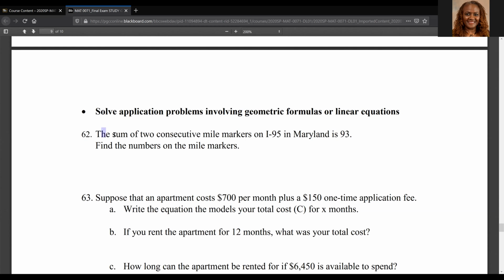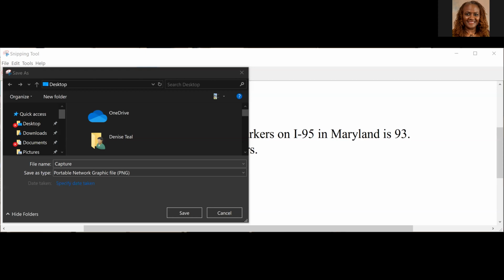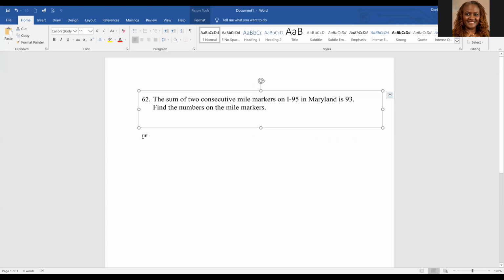So the one thing you want to look at is the sum of 2 consecutive mile markers. So that means that the sum of 2 consecutive integers, and we have to make sure that we can demonstrate that algebraically. I can't work it in this little space right here, so I'm going to see if I can put this on the whiteboard. Okay, so this is number 62.